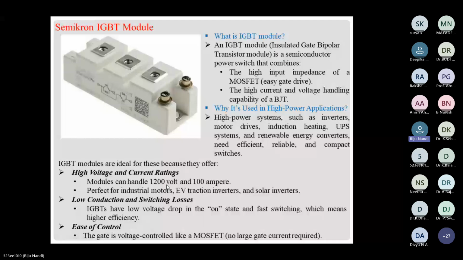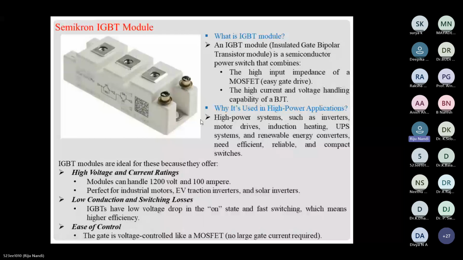So it is perfect for industrial motors, EV traction inverters and solar inverters, and also for microgrids. You can see that it ranges up to 1200 volt with a current rating of 100 ampere. That's why I have used these switches for high power application.